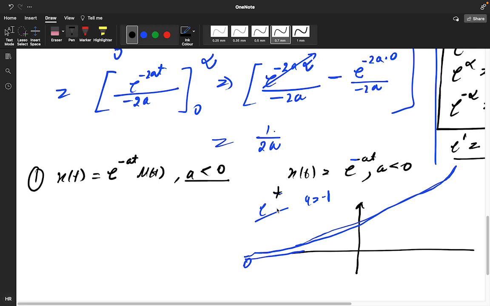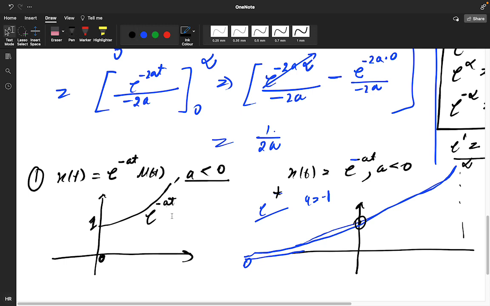So e power t means when t is minus infinity, it's coming to 0. And when t is infinite, it's coming as an infinite value. And at 0, you are getting the curve like this. But in this question, they have mentioned u of t. So what will the curve be? It will be like this, and the rest of the part here will be 0. u of t means it's starting from 0 only. This will be 1. This is e power minus at, where a is less than 0.